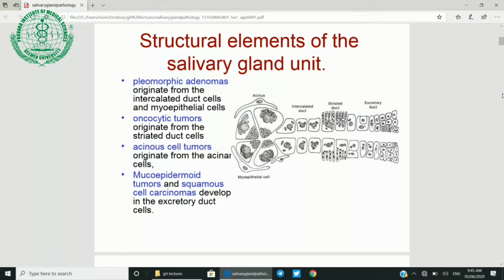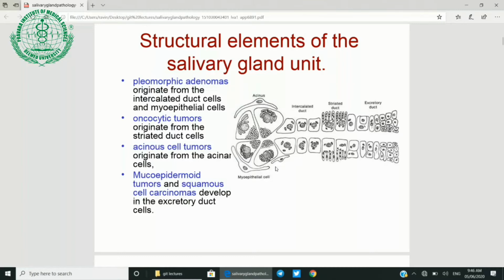The most important thing that happens there is called pleomorphic adenoma, and you can see that it originates from the intercalated duct that is present here. This intercalated duct is the site of origin for most of the benign tumors called pleomorphic adenomas. It can also originate from the cell lining, called the myoepithelial cell.